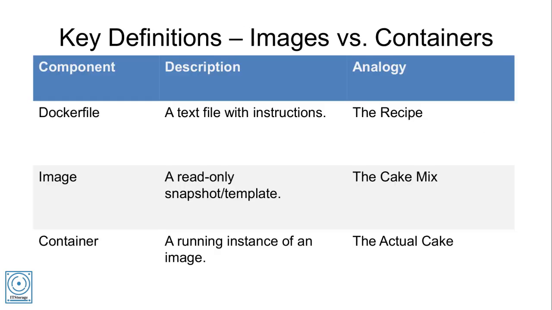Images versus containers. This is the most important distinction to learn. An image is a static read-only file. It contains the OS, your code, and the libraries. You cannot change an image once it's built. You have to build a new one. A container, however, is the living, breathing execution of that image. You can start, stop, and delete containers. Using our analogy, the Dockerfile is the recipe, the image is the prepackaged cake mix, and the container is the cake you are currently eating.